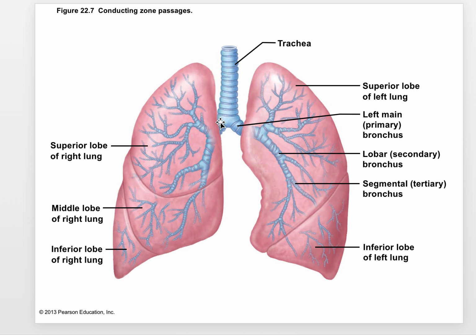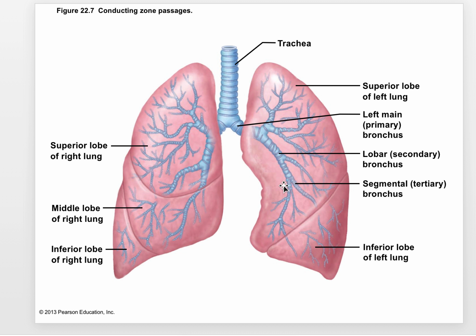Here's the trachea, and the trachea splits into the left and right primary bronchus. There's two lungs, right and left, so one primary bronchus goes to the right lung, one goes to the left lung. The secondary bronchus is called the lobar bronchus. It's called lobar because it goes to the lobes of the lungs. The left lung has two lobes, an upper lobe and a lower lobe, superior and inferior lobe. The right lung has a superior lobe, a middle lobe, and an inferior lobe. So there's three right lobar bronchi. There's only two on the left.